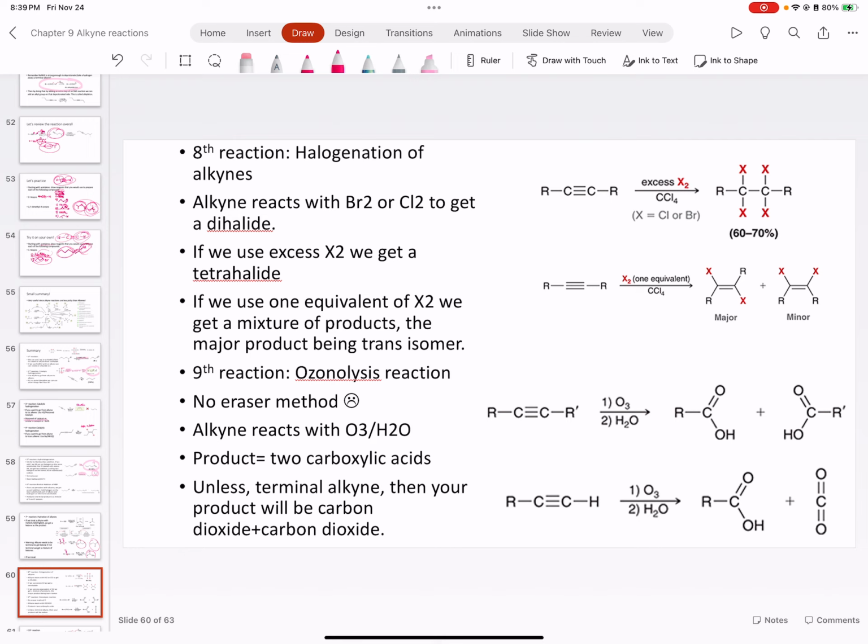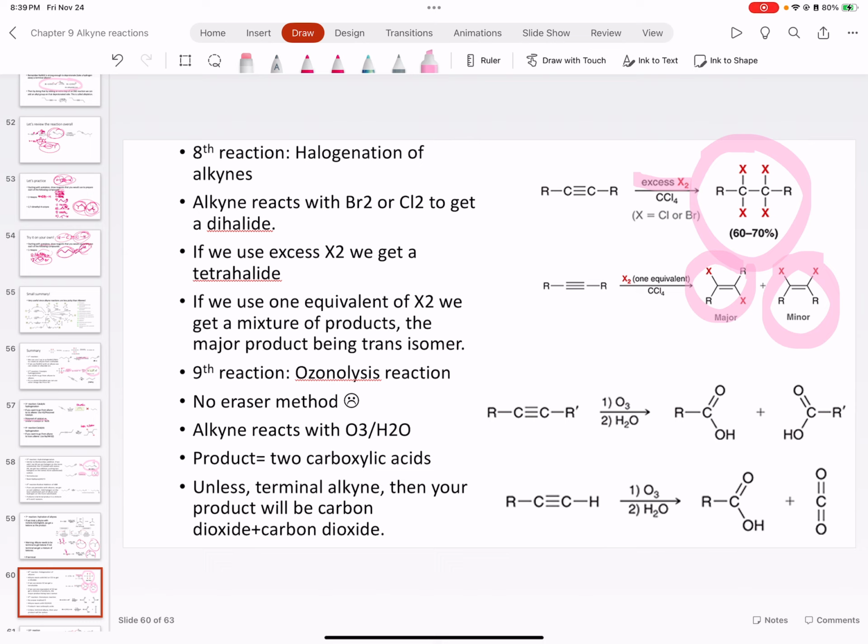This is the same as what we did with alkenes. We're going to add one halogen across the triple bond, and then another halogen across the other side of the triple bond. If we only get one equivalent, we're going to get trans and cis, with trans being the major product. But if we have excess, we're going to do the reaction again, which automatically ends up in a tetrahalide.